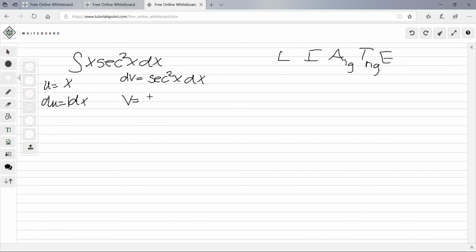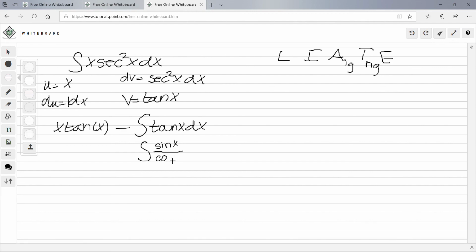This one comes out really nice because if you take the integral of secant squared x dx, it's just tangent x. So now you just got to do the u times v, which is x tangent of x minus the integral of v du, which is tangent x, and du is just dx. Okay, so we don't know the integral of tangent x, so let's simplify it even. Tangent is the same thing as sine x over cosine x, right? And then times dx.